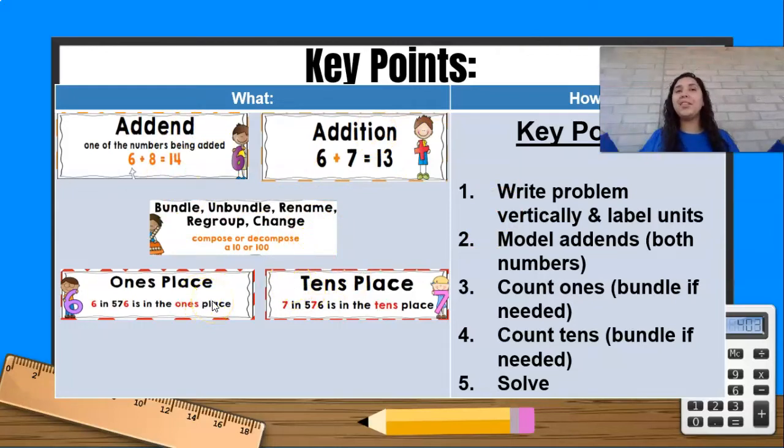We're going to be following the same steps, boys and girls. The first one is that you write the problem vertically and you label the units. The second one is that you draw the first number and then the second number. After that, you count the ones, and when you count the ones, you bundle if you have more than 10. Then you count the tens, and if you have more than 10, you bundle them. And then you solve. You don't have to write the steps because we've been working on it and we're going to use Peardeck, boys and girls.